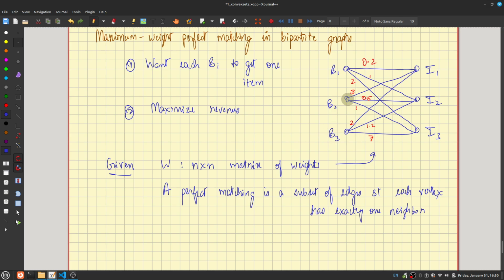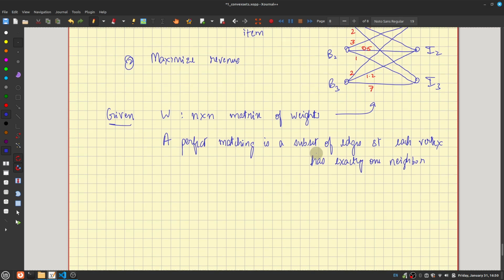In this particular example, it's basically an allocation. So let's say that item 1 goes to buyer 1, item 2 goes to buyer 2, and item 3 goes to buyer 3. That corresponds to one perfect matching. Okay. Another perfect matching could be item 1 goes to buyer 3, item 2 goes to buyer 2, and item 3 goes to buyer 1. Now, what is the weight of each matching? It's basically the sum of the weights of the edges in that particular matching.